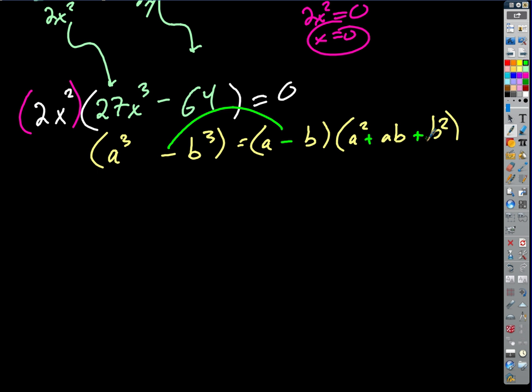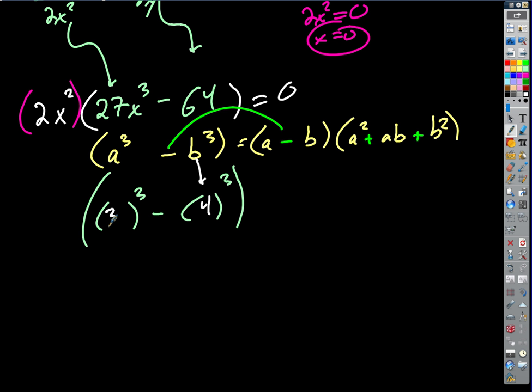Now the question is, can I figure out what my A and my B are? My goal is to take my 27x cubed minus 64 and see if I can write that as something cubed minus something cubed, a difference of cubes. The second something is probably the easiest. What cubed is 64? 4. So my B is equal to 4. Now the first one's a little tougher. What cubed is going to give me 27x cubed?